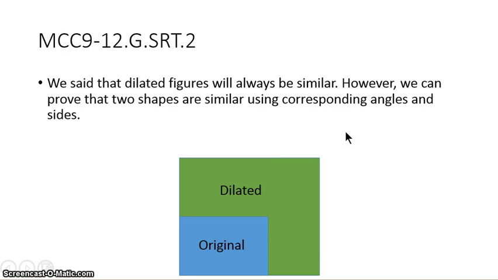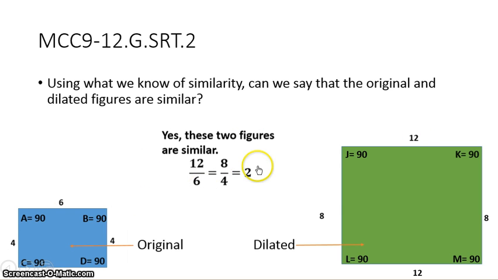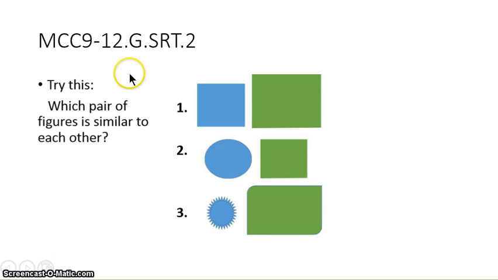We said that dilated figures will always be similar. However, we can prove that two figures are similar using corresponding angles and sides. Using what we know of similarity, can we say that the original and dilated figures are similar? Well, looking at them straight away, we can say yeah, because they're the same shape but they're not the same size. However, let's look at this mathematically. The corresponding sides are proportional. 12 divided by 6 and 8 divided by 4 both equal 2. And the corresponding angles are both equal, at 90 degrees. So, are these two figures similar? Yes, they are.